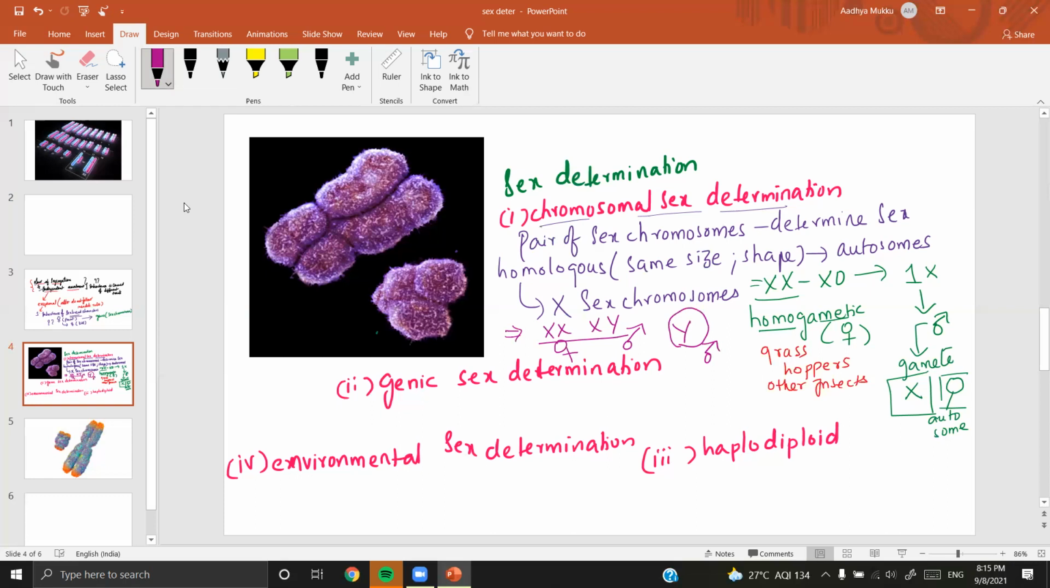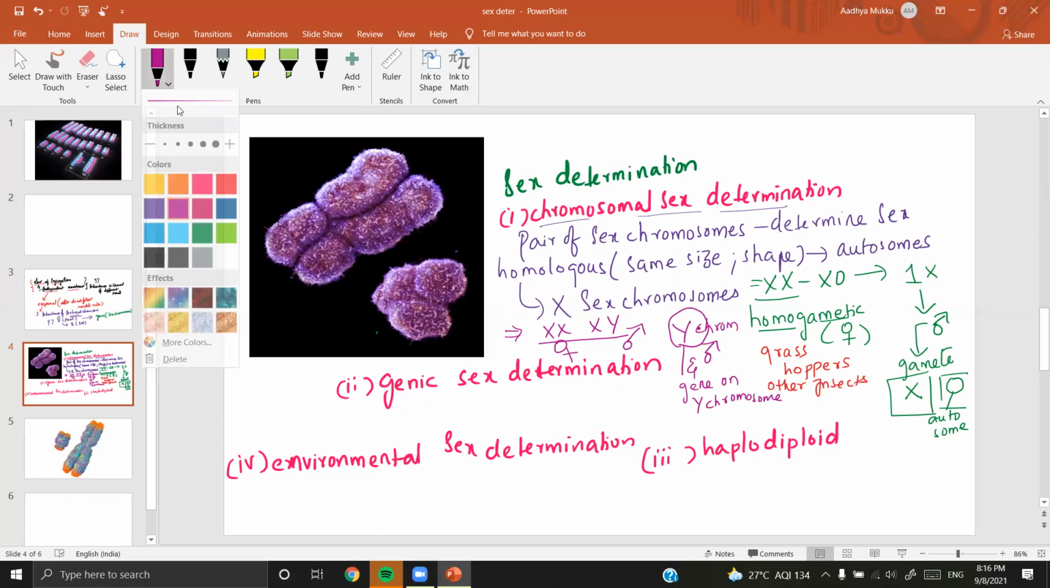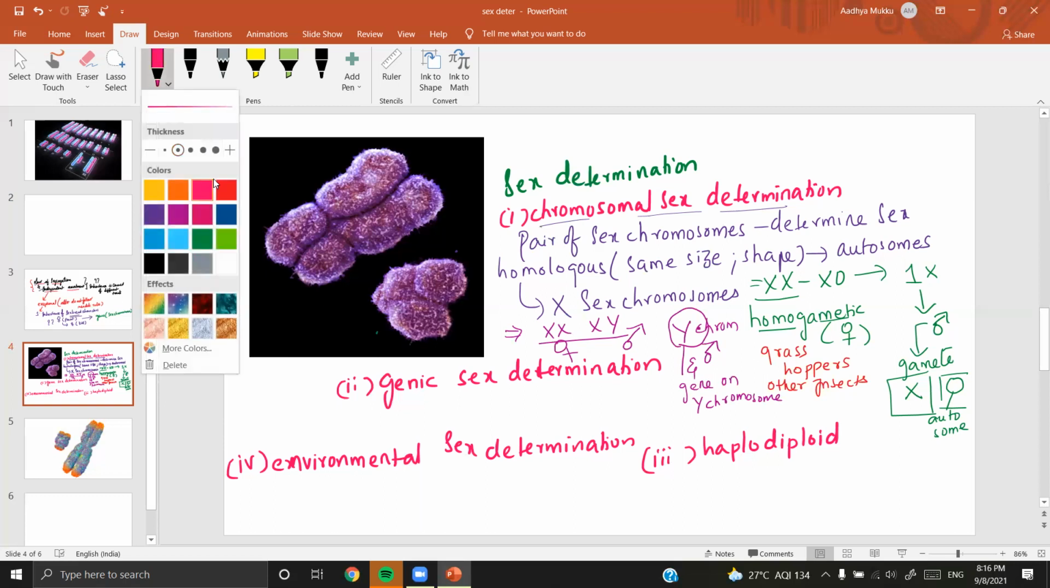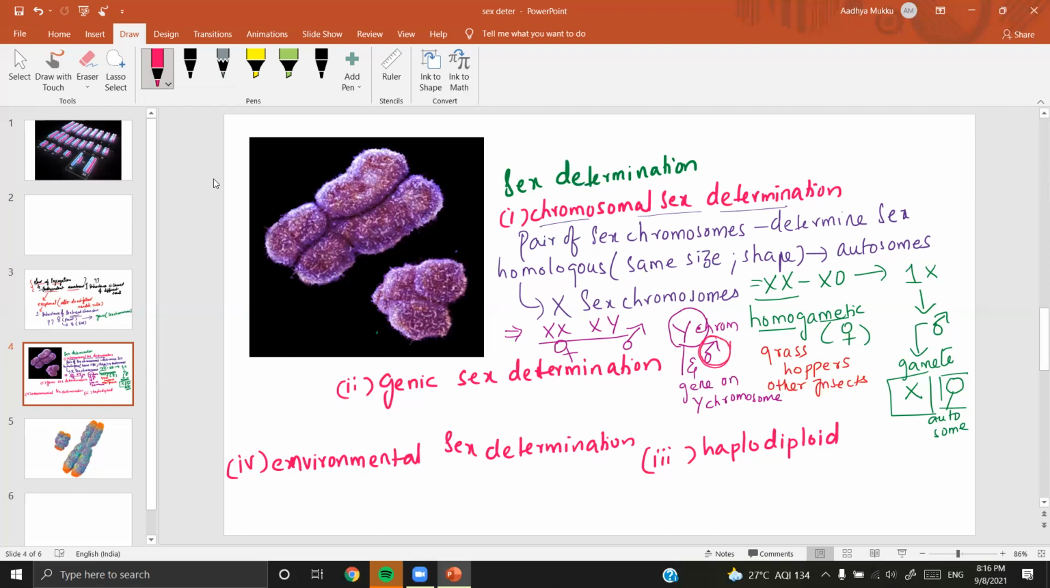Not only the Y chromosome, but also the genes present on the Y chromosome are determining the maleness. Okay, children, not only the Y chromosome, but also the gene on the Y chromosome. These together are going to determine the maleness in an individual. So in an individual, the maleness is determined by the Y chromosome, number one, and the gene on the Y chromosome, which is also going to determine it.